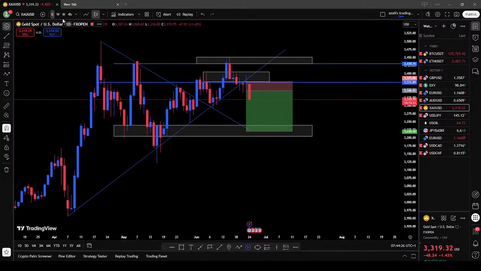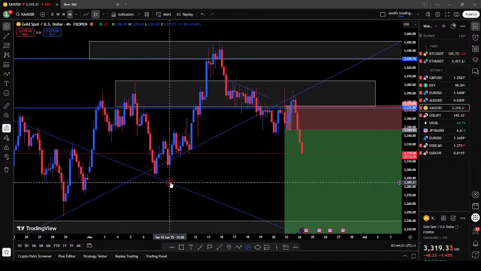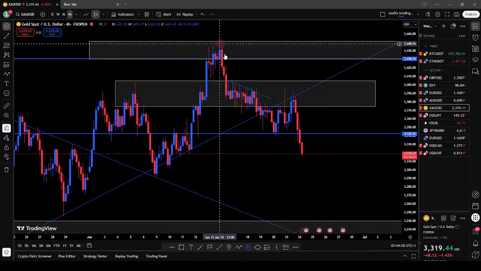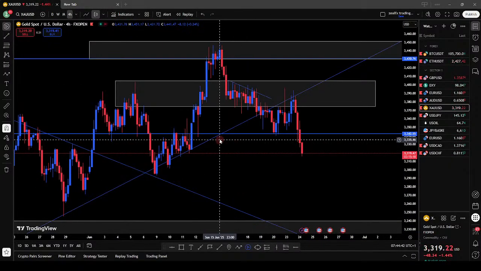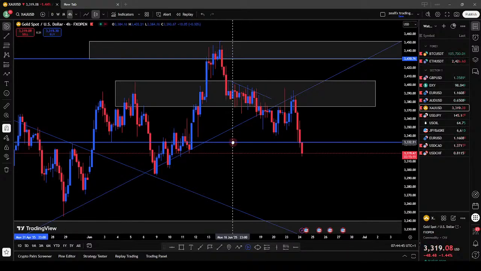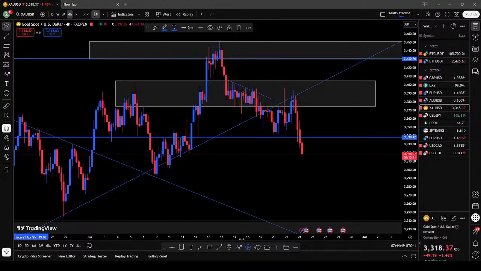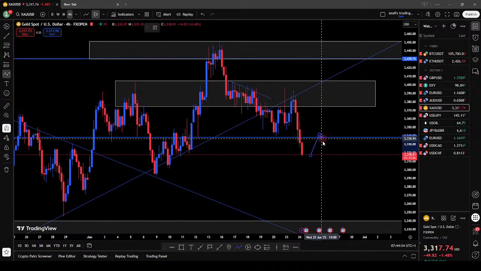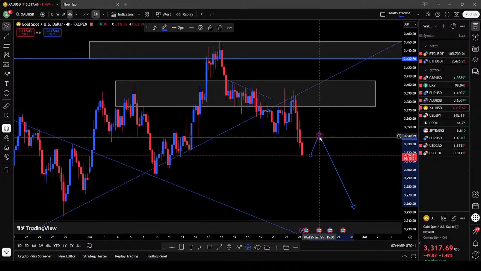But to take a sell on gold, let's drop down to the 4-hour chart. We might be seeing price retesting this zone back, or this zone. Once price closes below these zones, we might be seeing a retest. So all you have to do is wait for price to retest this level, then we'll see further drop. So wait for entry around this area.